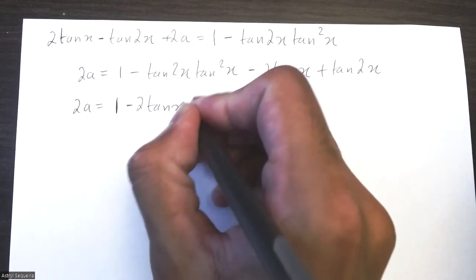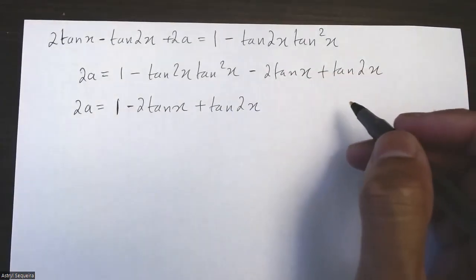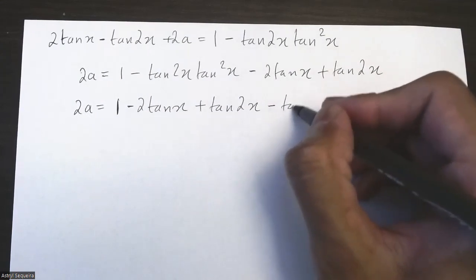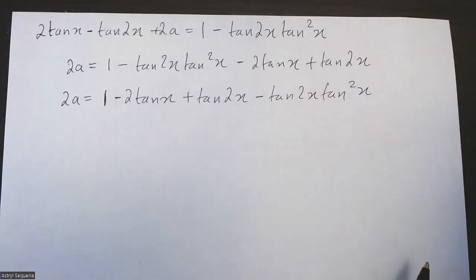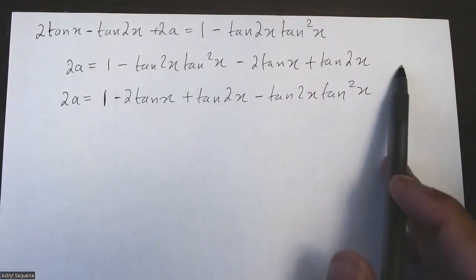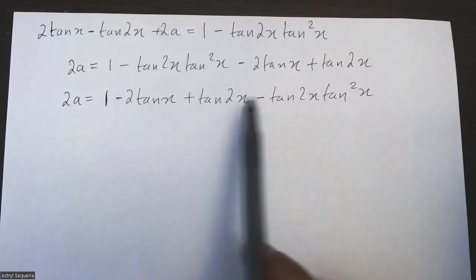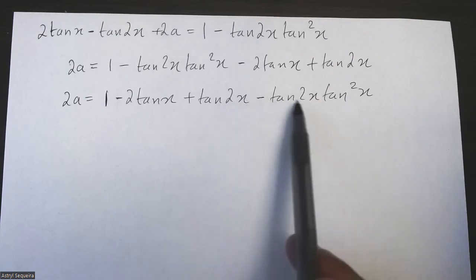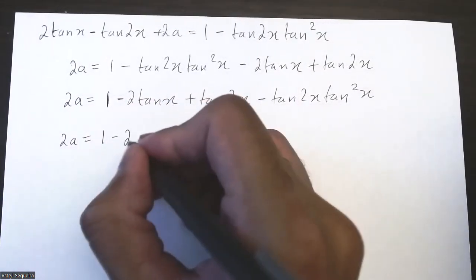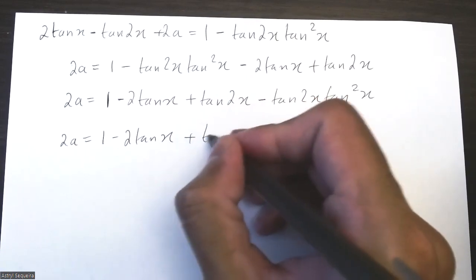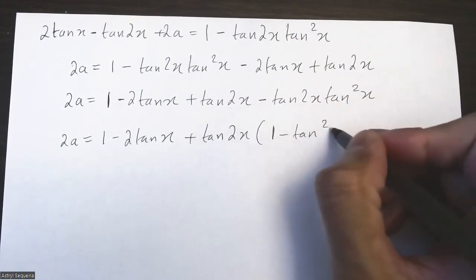So 1 minus 2 tan x plus tan 2x minus tan 2x tan squared x. Now you're wondering why I might have done that step, why I moved this to the end over here. I wanted my two double angle terms to be together. And now I'm going to just common factor out tan 2x from just these two terms here. So I'll leave everything else the same. And I'm going to common factor out tan 2x, and I'm left with 1 minus tan squared x.